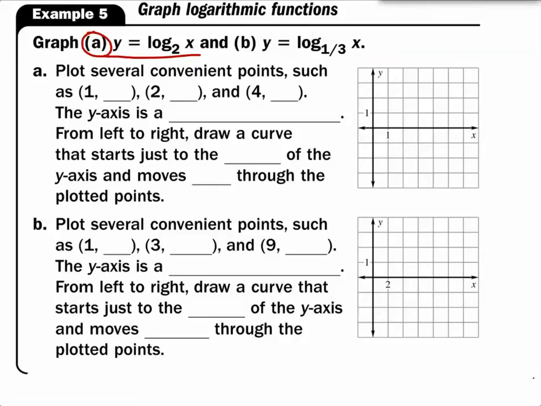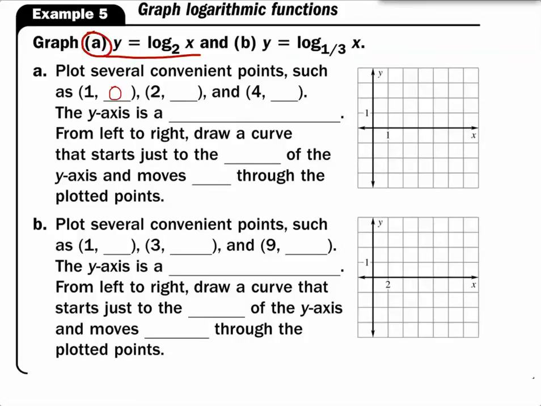It says plot several convenient points, and this is where it becomes more obnoxious. In exponential graphs, it's easy enough. You graph 0, comma something and 1, comma something. Logarithm graphs, not so easy. First of all, 0 doesn't work. It just simply doesn't work. 1 does work because log base 2 of 1 is 0. Log base anything of 1 is 0.